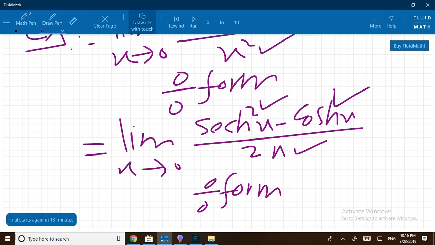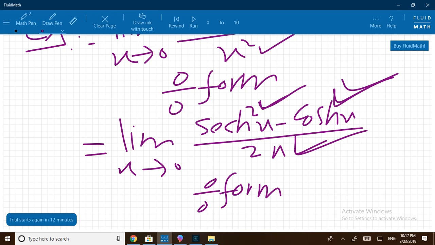So in case of 0 divided by 0 form, what is the method? We again apply the L'Hospital rule in the numerator and denominator. So now we take the derivative of sech squared x and cosh x. What is the derivative of sech squared x? It will be 2 sech x and sech x tanh x. And what is the derivative of cosh x? It will be sinh x, and the derivative of 2x is only 2.